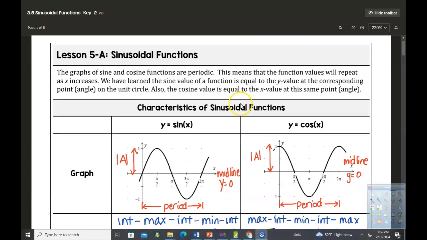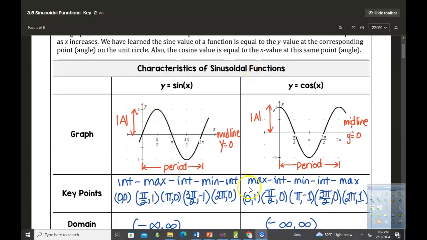And let's go on with it. So these are my two sinusoidal functions. We have sine and cosine. Some things we've got to know about the basic sine and cosine. We know about the amplitude. We understand that period is one full wave before it starts to go again. Midline for both is y equals 0.